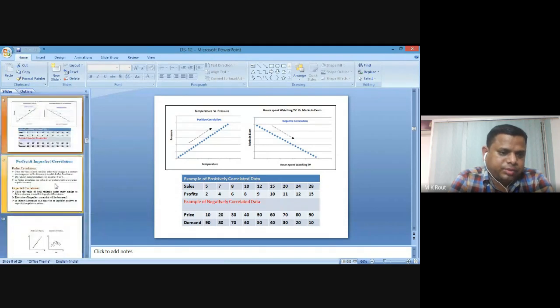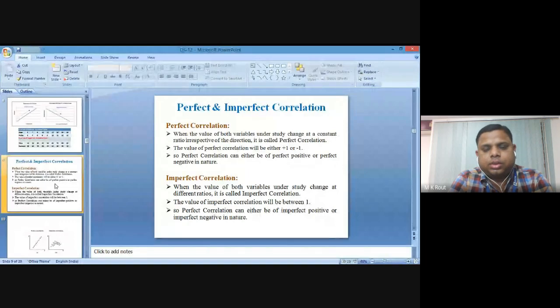The next type of correlation is perfect, or the next one is imperfect correlation. If you go to the perfect correlation, when the value of both variables under the study change at a constant ratio irrespective of the direction, it is called perfect correlation. And the value of perfect correlation will be either positive or negative. That should range between +1 to -1 or -1 to +1. So the perfect correlation can be either perfect positive or perfect negative in nature.